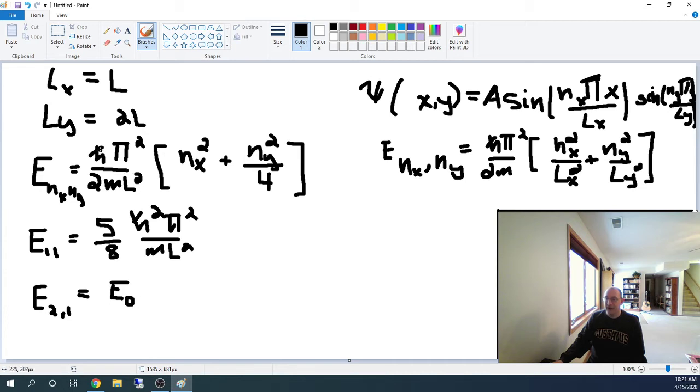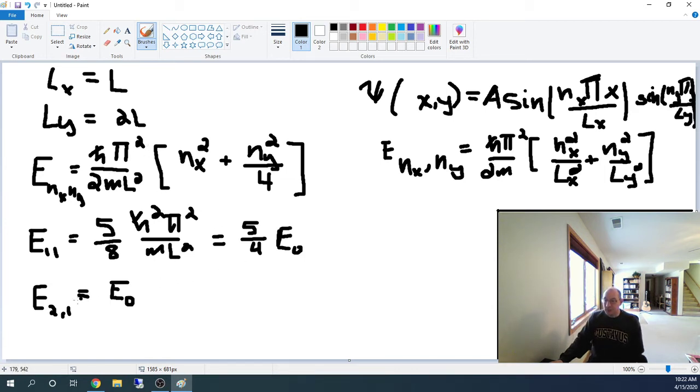Just a common factor right here. That's h bar squared pi squared over 2ml squared. And then this would be, if I'm defining that as E0, that would be 5/4 E0. So E0 is h bar squared pi squared over 2ml squared.